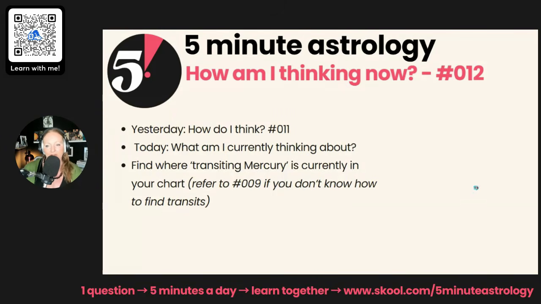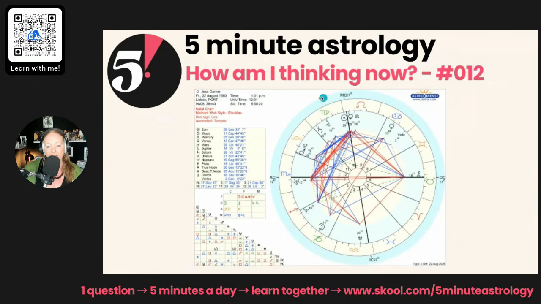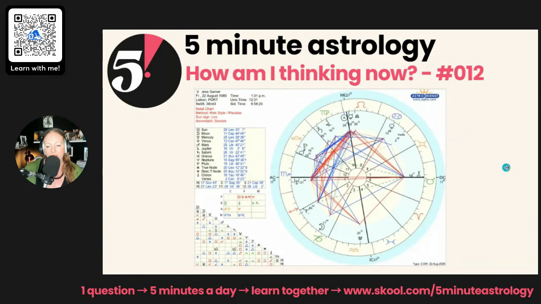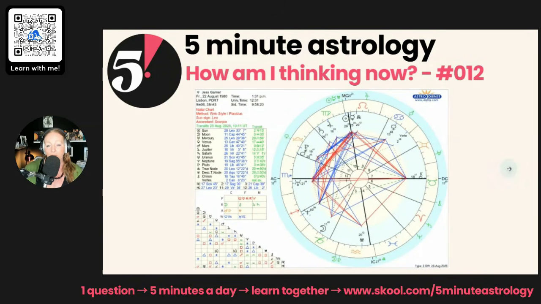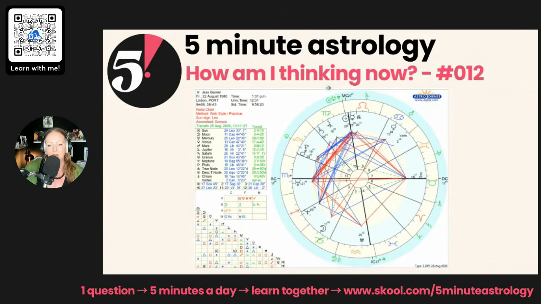Anyway, let's dive in. So I've got my test chart in front of me. And today I need to look at where the transiting planets are. And the transiting planets sit around the wheel of your birth chart. And you can see there's no transits there. So I went onto astro.com and I clicked the transits button. And now you can see the transits are all popped in. And so the task today is to locate currently where Mercury is.